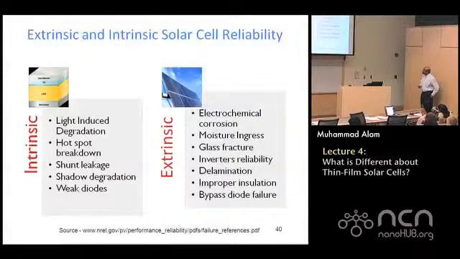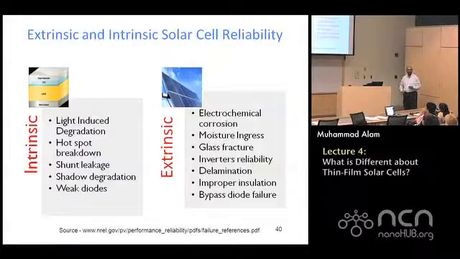Okay, let me skip this one, and then in the final one, let me tell you that what I told you so far is all intrinsic degradation. This is light-induced degradation, shunt leakage, shadow degradation, weak diodes. I just told you all about material degradation. But of course, solar cells are not something that you carry in your pocket. You may, but generally it's not like your iPod where you protect it very nicely. If water falls on it, you clean it up. You don't treat solar cells so nicely. You hang them out there and you get the power out of them. And when things are left to the elements, then of course a whole lot of other things can happen.